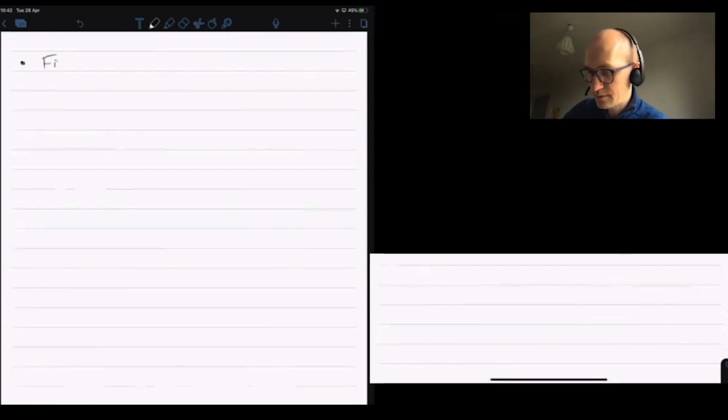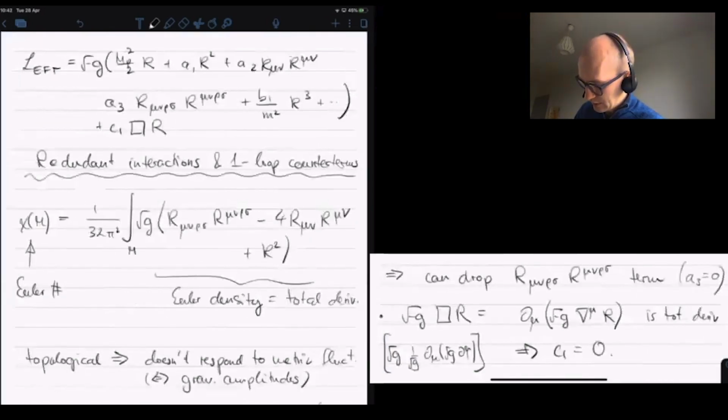Can you repeat your last point in the previous slide? Because I missed the questions. Sorry, which last point? I can use the fact that this term is a total derivative to eliminate the coefficient C1, because it will not contribute to graviton amplitudes. Okay, yeah, sorry, thanks. I just missed the question. Yeah, no problem. But that was the point that you missed? Yeah, exactly. Okay, excellent. Okay, thank you very much.